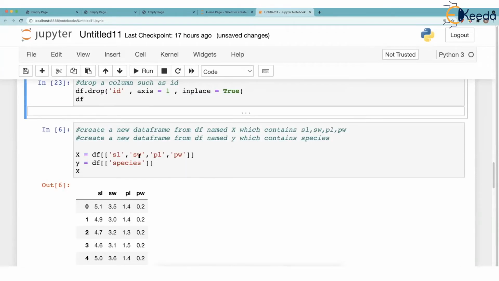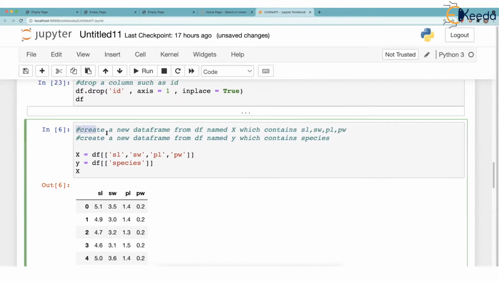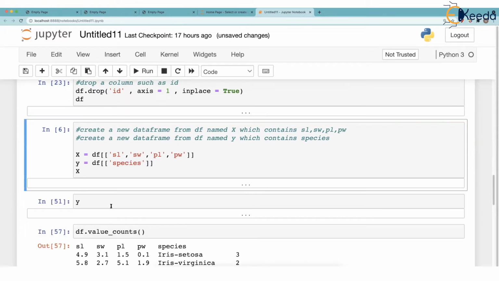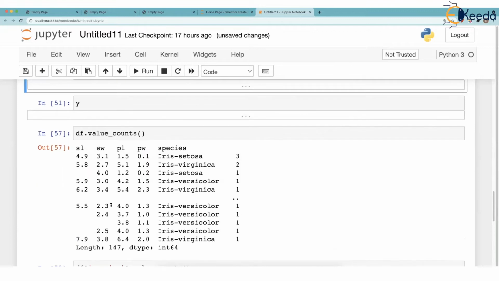Okay. Also, I taught how to create new data frames from an existing one. Let's say we want X, this data frame, to be equal to only 4 columns from DF and Y to be equal to only 1 column from DF. I hope you recall all this. And the last thing we learned is value counts.